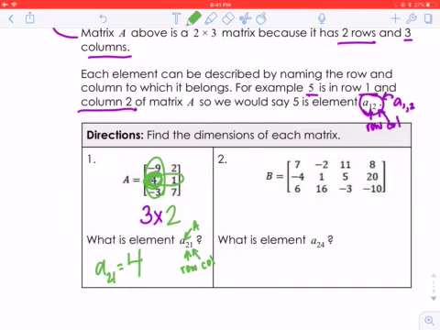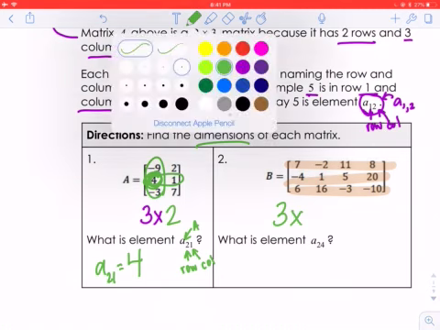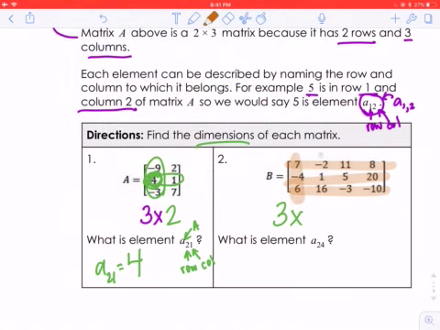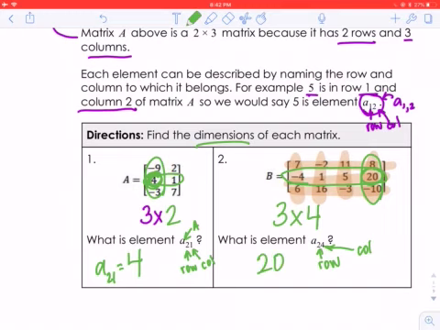We could do the same thing over here. It wants us to find the dimensions. I see that there are 1, 2, 3 rows, so this would be a 3 by. I can count how many columns there are: 1, 2, 3, 4 columns. So this is a 3 by 4. And it wants me to find element 2,4, or A24. That's going to be the second row, right? So it's in this row here and the 4th column: 1, 2, 3, 4. In the 4th column over here, we can see that the number 20 is that element.